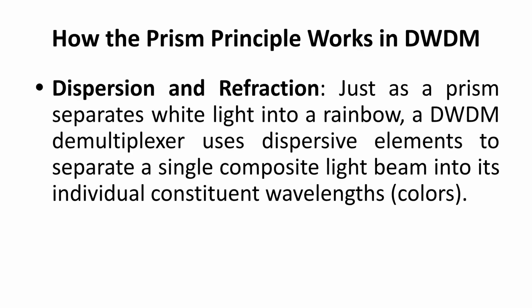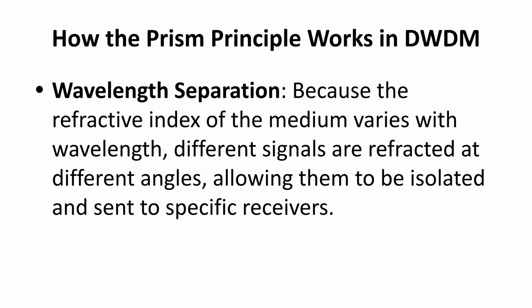The prism principle applies to DWDM. A DWDM demultiplexer uses dispersion and refraction to separate a composite light beam into its individual constituent wavelengths, similar to how a prism splits white light into a rainbow. Wavelength separation occurs because the refractive index of the medium changes with wavelength. Different signals are refracted at different angles, which isolates them and sends them to specific receivers.